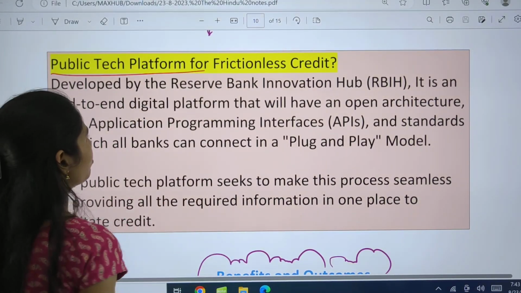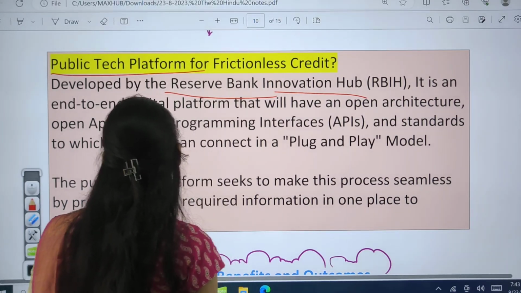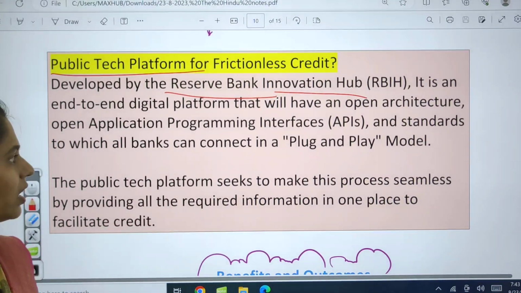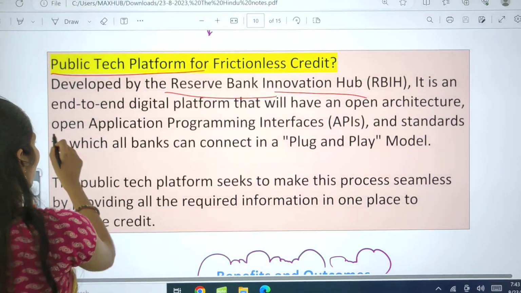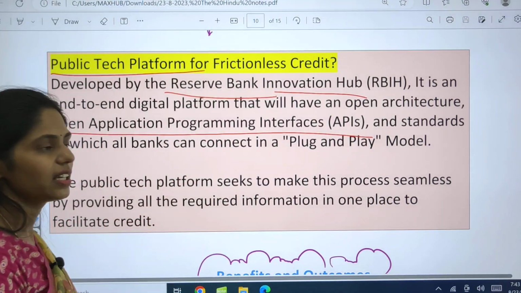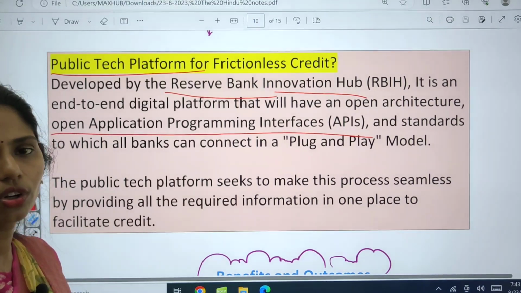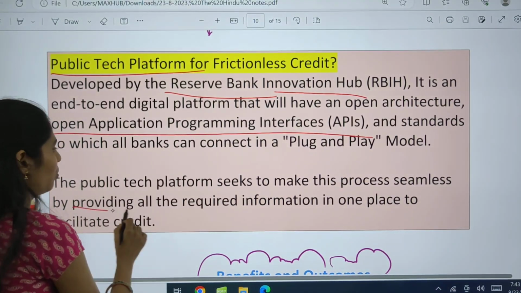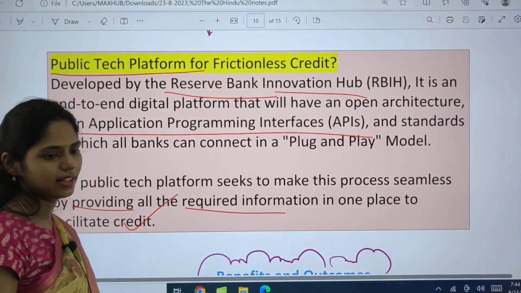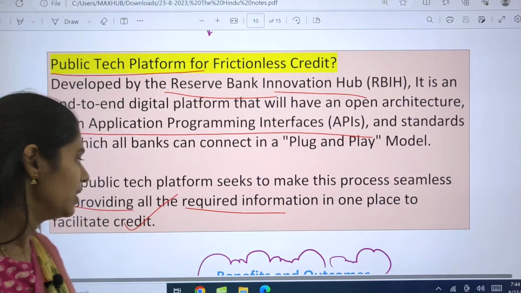So what is this platform actually? This platform was developed by the RBI Innovation Hub and it is an end-to-end digital platform, right? It has open application programming interfaces so that we can connect through a plug and play model easily. And this model provides seamless information in one place to facilitate credit. That means through this process we can have easy credit availability.